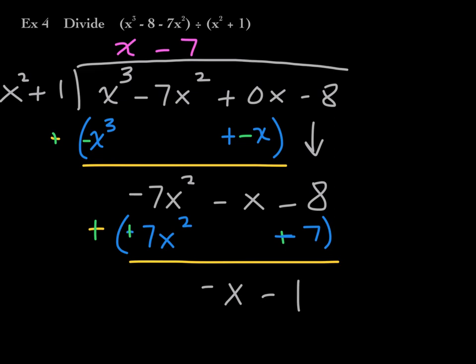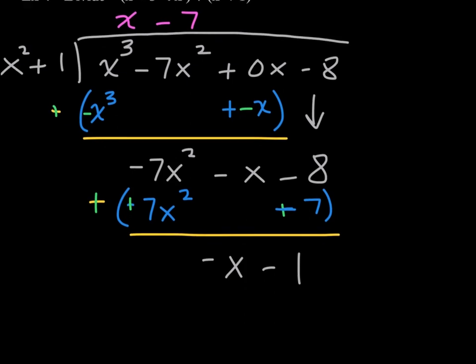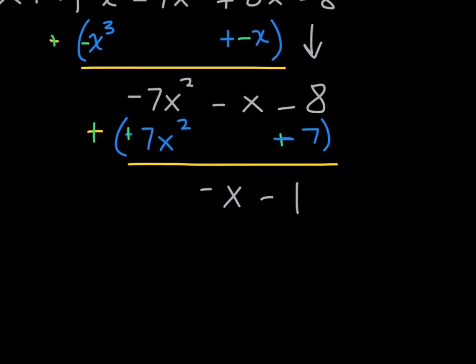So our final answer can be written, let me move this up, okay? Your final answer can be written like this. Your quotient is x minus 7. Your remainder is negative x minus 1, okay? But the way you write your remainder is plus, and then your remainder over your divisor, like that. So there you have it, all right?